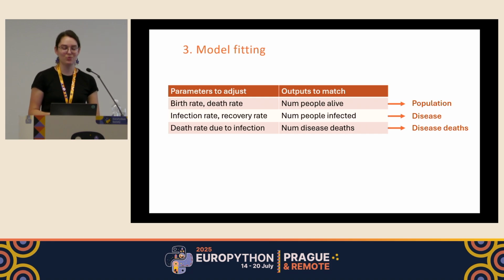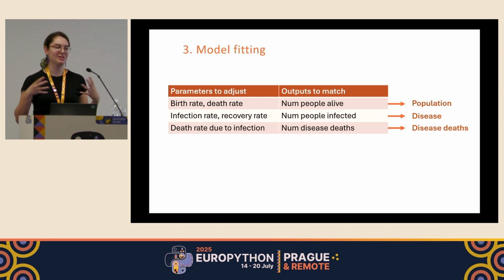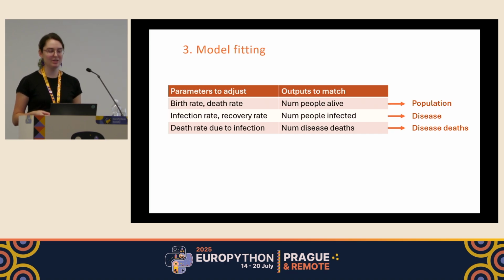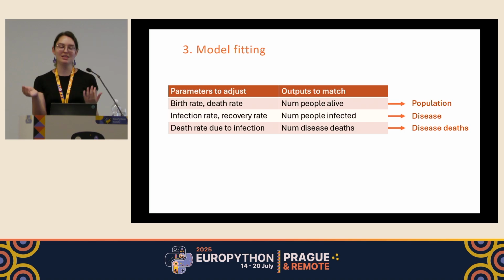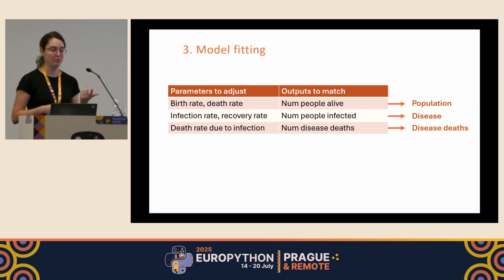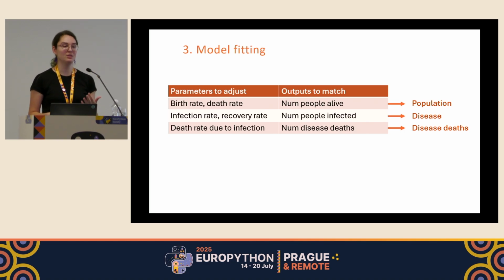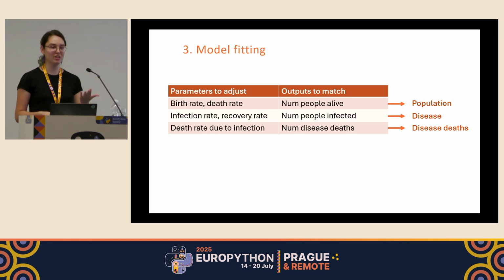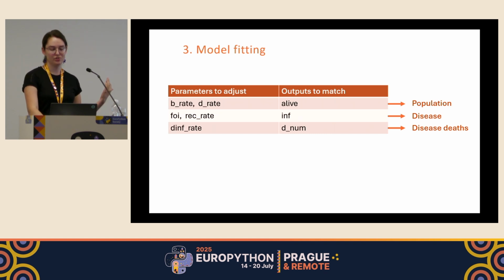So why do we do it in this order? Well, that's because we want to start off with the parameters that have the largest overall impact on the total numbers in the model. Because if we started by calibrating the death rate due to infection to perfectly match the number of disease deaths, and then we change the birth rate, we're going to have a lot more people in the population, which is going to lead to more infections, which is going to lead to more disease deaths. So then this parameter that we'd calibrated is now completely uncalibrated again because we've changed these other things. So that's why we do it in this order. And these are just the code names for all of these parameters that we're going to use in the code.